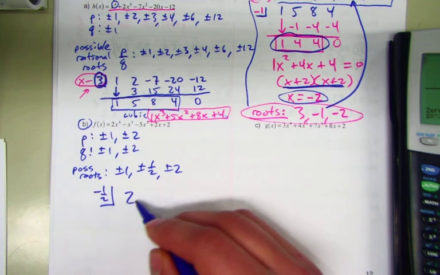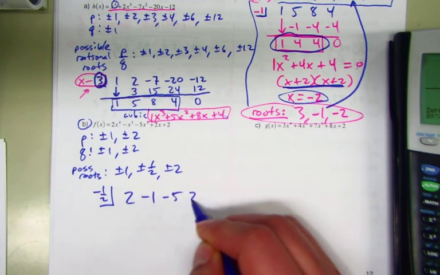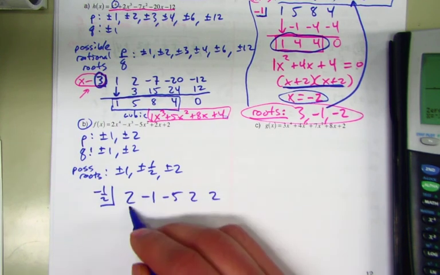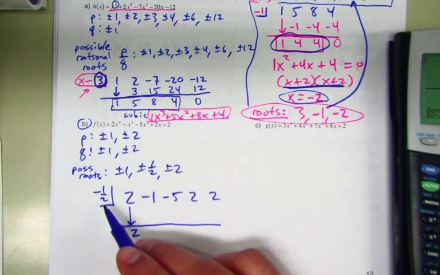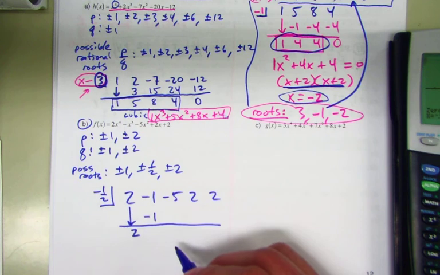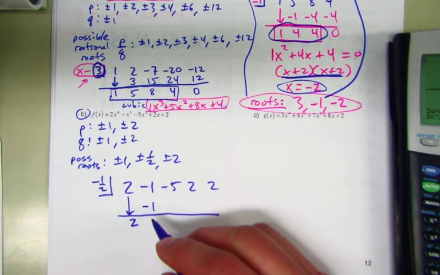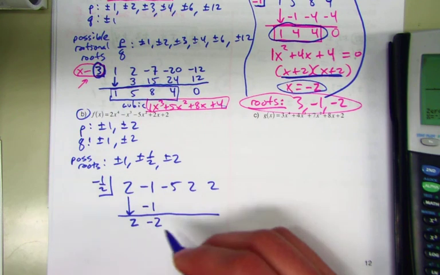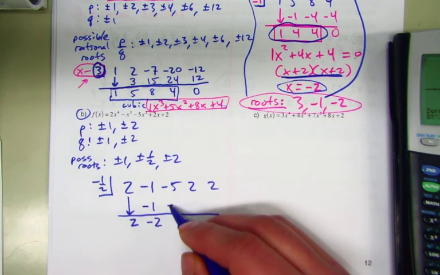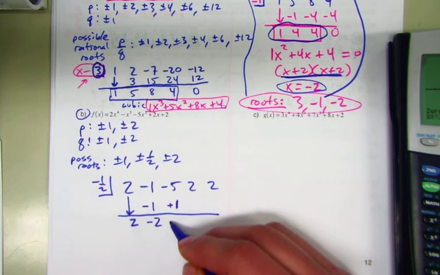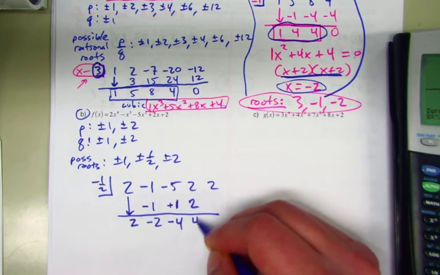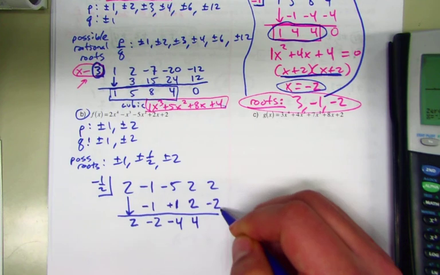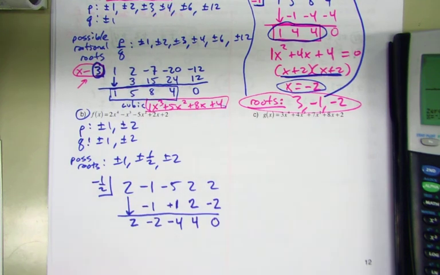Write down the coefficients: 2, -1, -5, 2, and 2. Bring down the 2. Multiply. You get -1. Add them up: -2. Multiply again. That's +1. Add that up: -4. Multiply. You get 2. Add it up. You get 4. This is now -2, and it better be 0, otherwise we're doing something wrong, right?